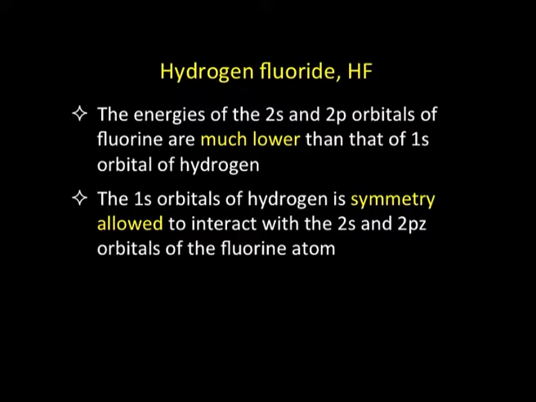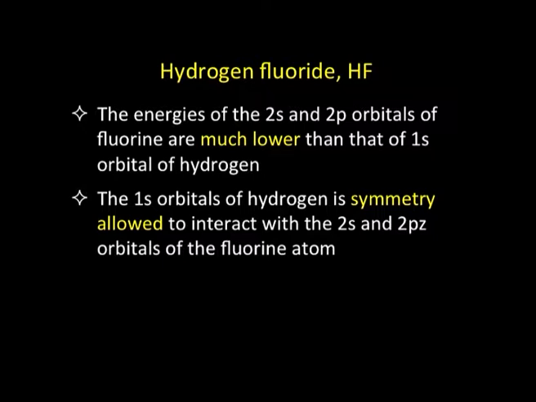The second thing is that the 1s orbital of hydrogen is symmetry allowed to interact with the 2s and 2pz orbitals of fluorine atom. Let's understand the meaning of this. Our hydrogen atom has this 1s orbital, spherically symmetrical, and then in the fluorine atom there is one 2s orbital which is spherically symmetrical, and then there is a set of 3 p orbitals. One is the pz orbital which is oriented along the internuclear axis. So, this 2pz orbital of fluorine and the 1s orbital of hydrogen atom are along the internuclear axis, they can interact and give rise to the molecular orbitals.